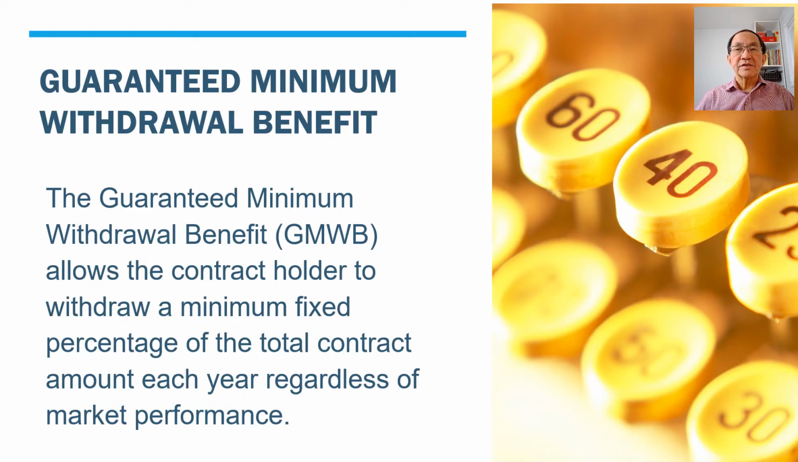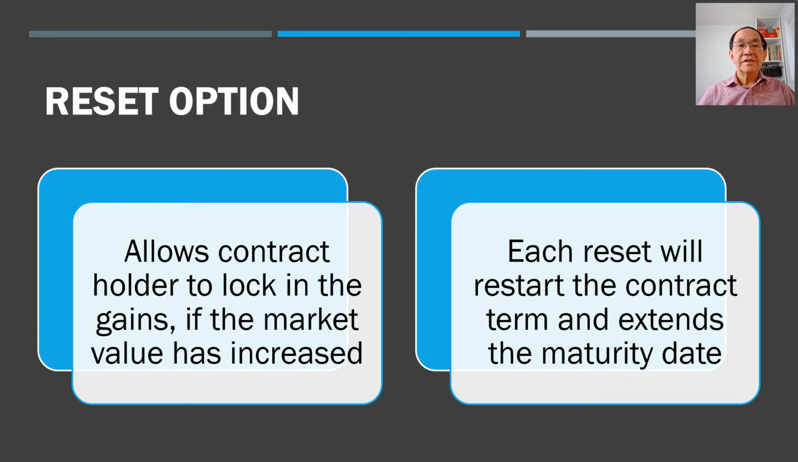According to a survey conducted by Sun Life Financial in 2015, it indicated that 98% of the Canadians surveyed said it is very important to them that at least some of their retirement income is guaranteed for the rest of their lives. And that is why some segregated fund contracts provide a guaranteed minimum withdrawal benefit, known as GMWB. This benefit allows the contract holder to withdraw a predetermined minimum fixed percentage of the total contract amount each year, regardless of market performance, for as long as they live. This feature will provide the contract holder a stable and predictable lifetime guaranteed income to help manage the risk of outliving their money. Another attractive feature of a segregated fund contract is the reset option.